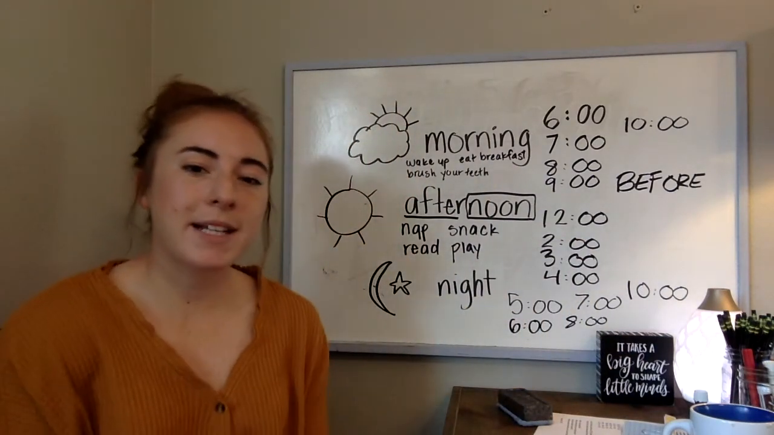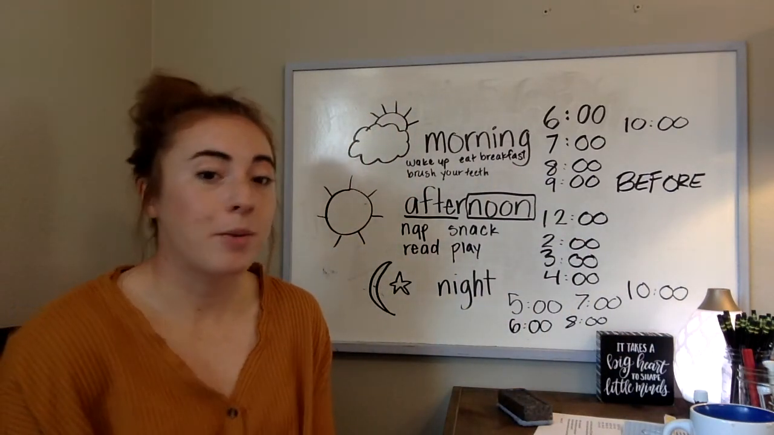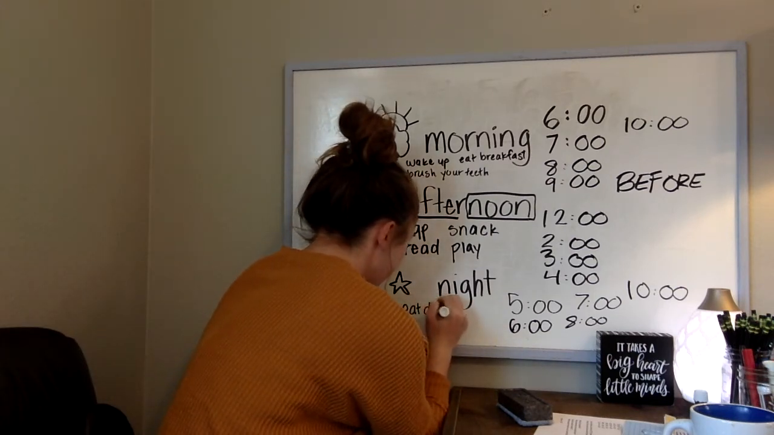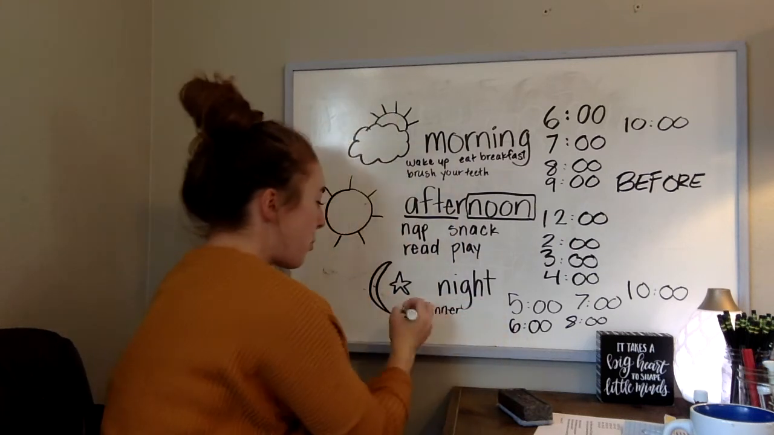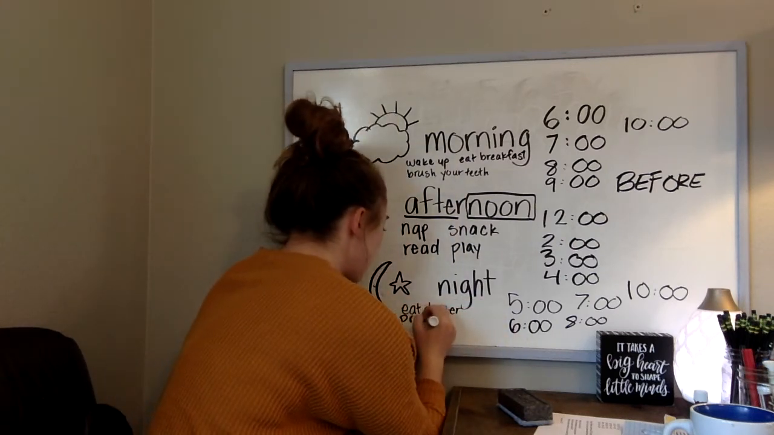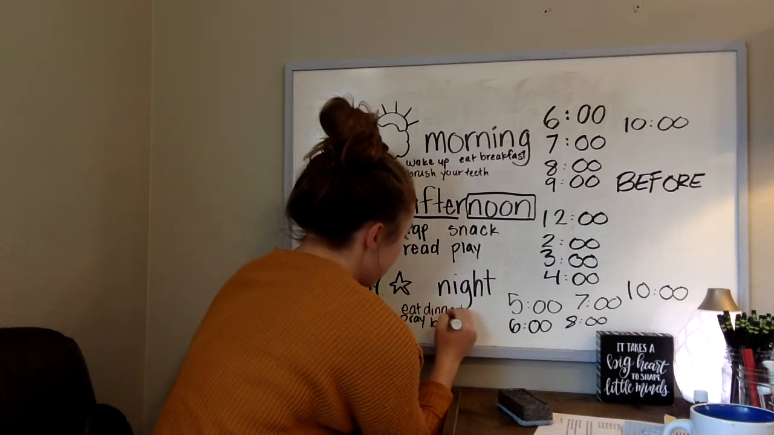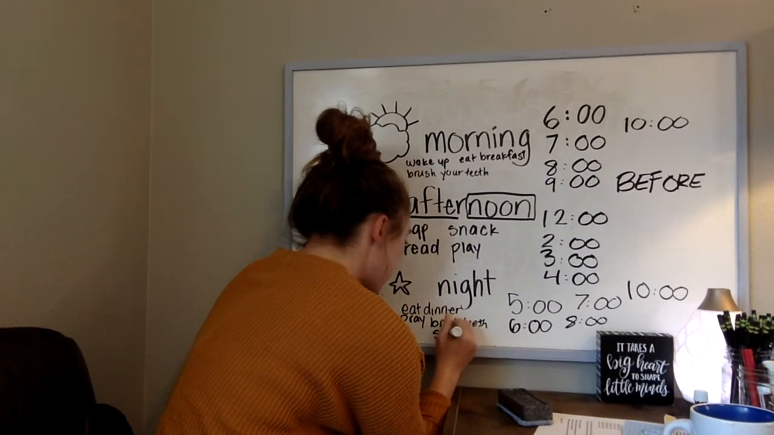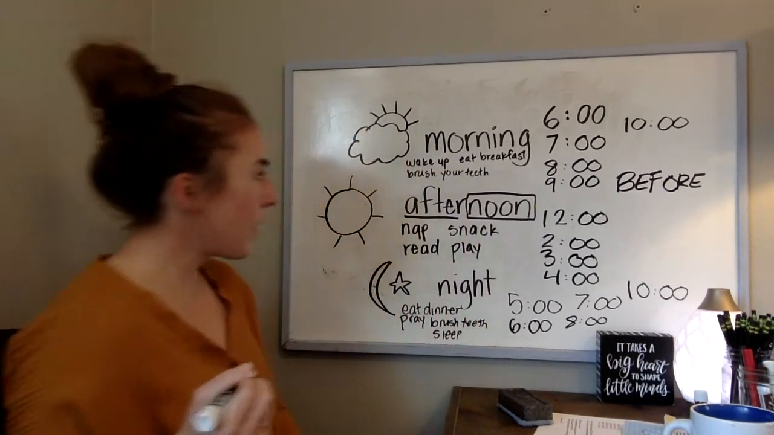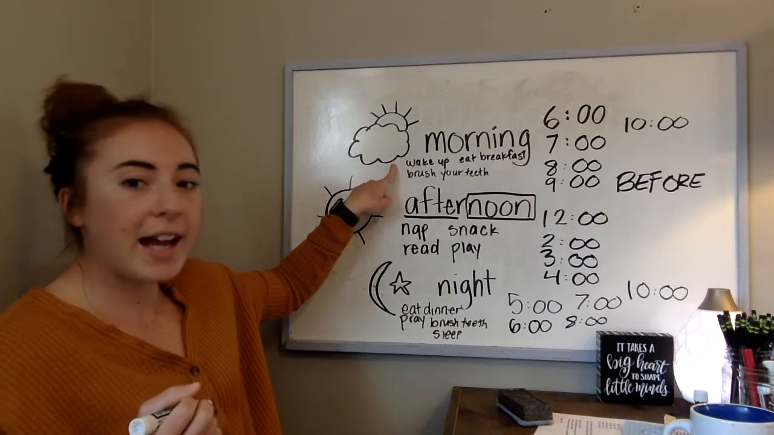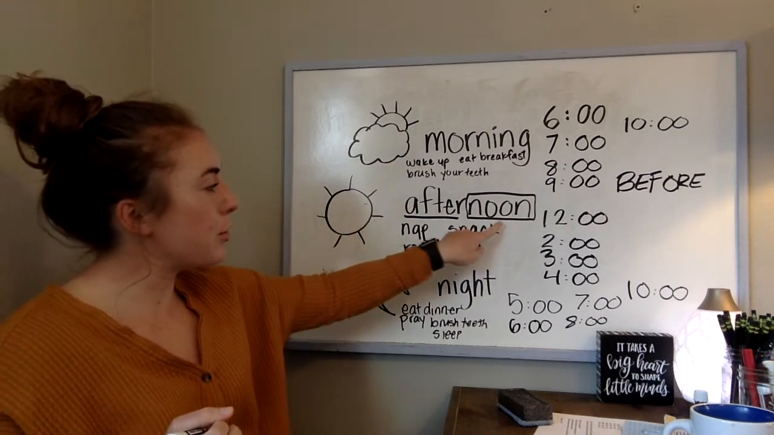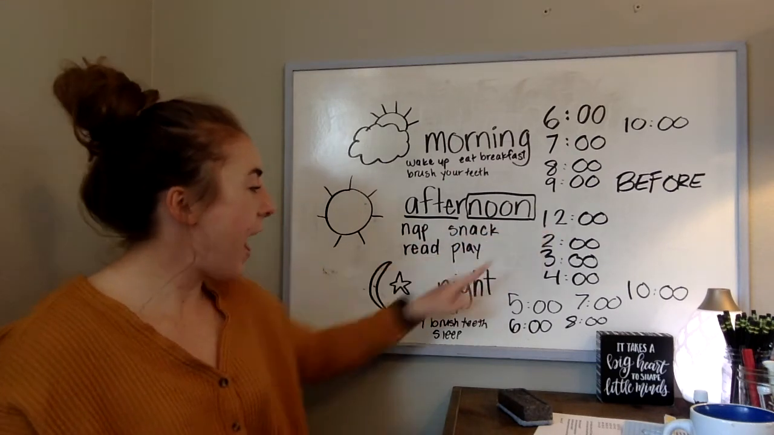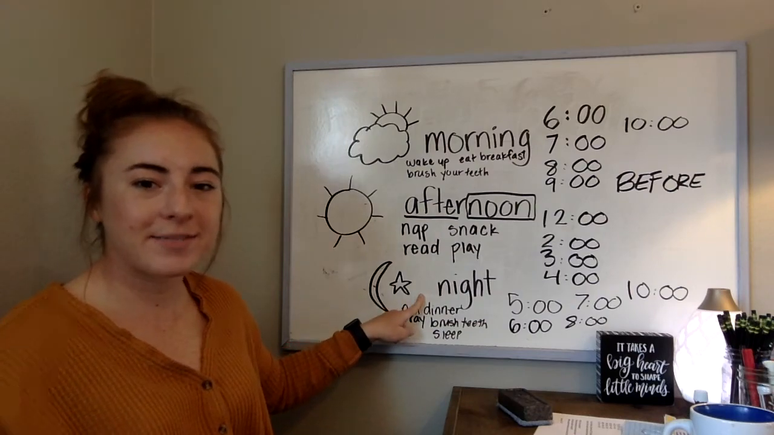What are some nighttime activities that you do? We did talk about eat dinner. Pray. We brush our teeth again, and then we go to sleep. So we talked about our morning activities, our afternoon activities, or those activities that happen after 12 o'clock, and then we talked about our nighttime activities.